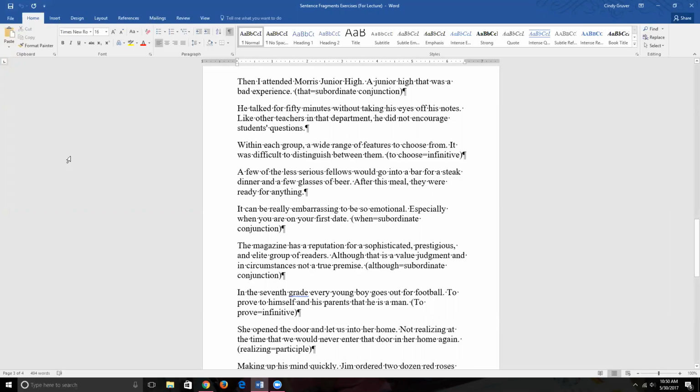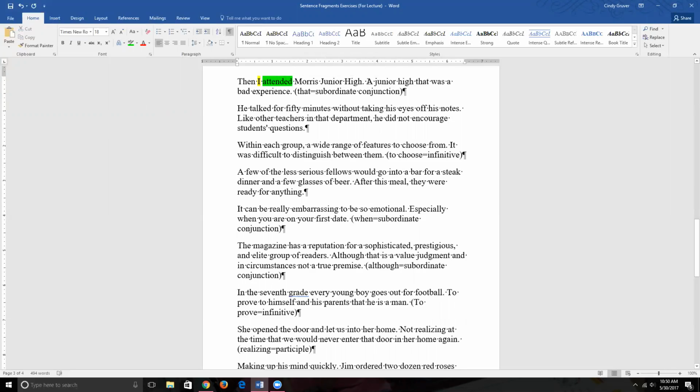So let's get started. Then I attended Morris Junior High, a junior high that was a bad experience. Well, this is a complete sentence. We have a subject, I, and I'll tell you what, I'm just going to put subjects in yellow, verbs in green, so we can see all those lovely things. And it's a complete idea. Then I attended Morris Junior High.